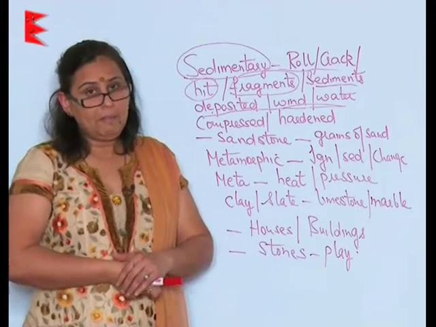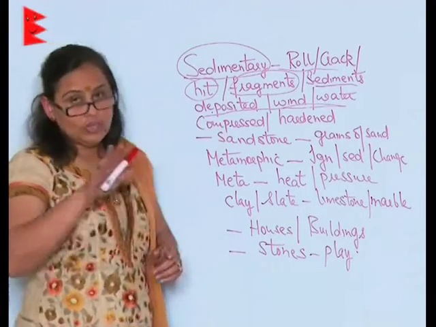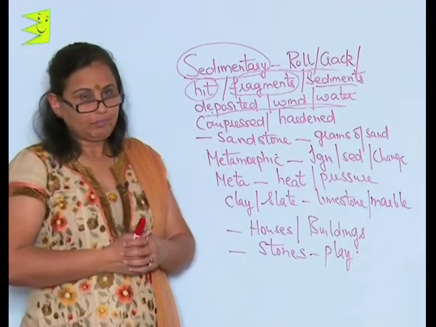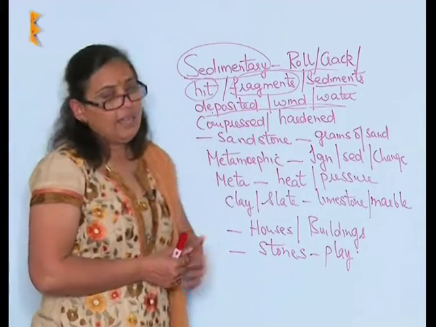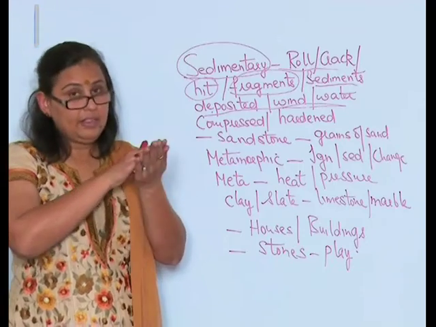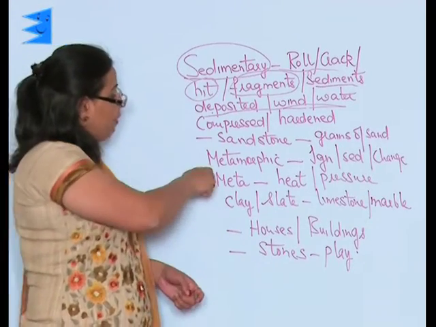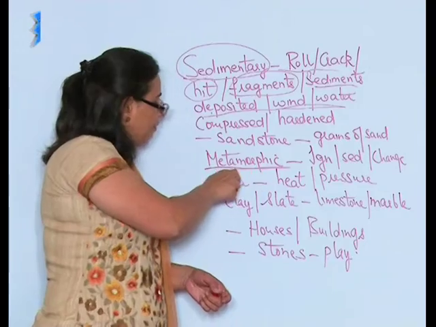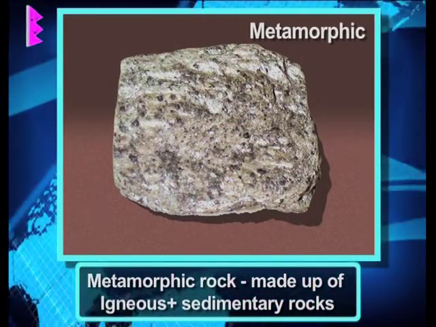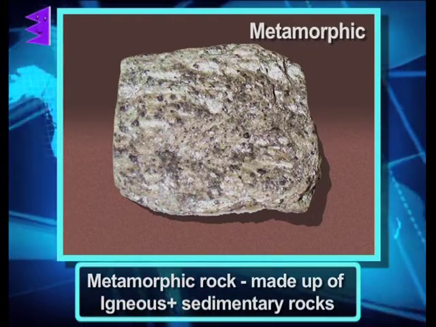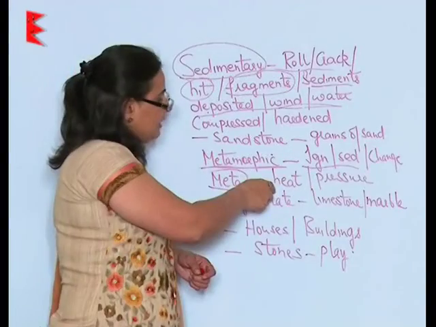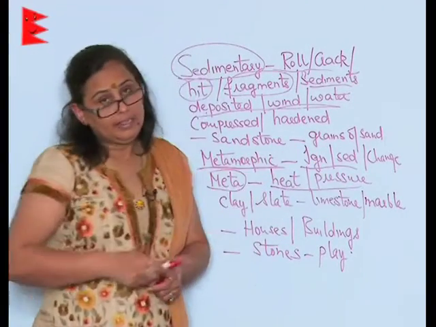The word igneous, if you remember, meant fire. Sedimentary means to settle down. Fire because it was made from the molten magma, and sedimentary because the fragments are ultimately settling down and thus making the rock. Then the third type of rock that we have is the metamorphic rock. The metamorphic rock is in fact made up of the igneous and the sedimentary rock which change and form the metamorphic rock, and this is by the pressure and the heat.